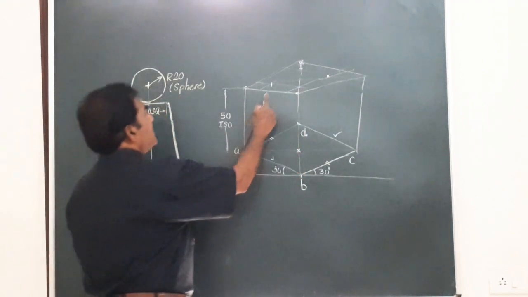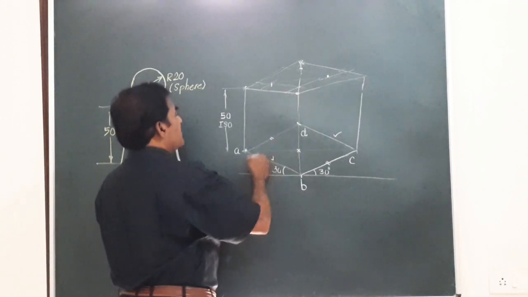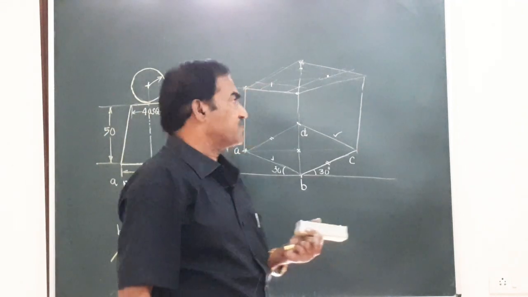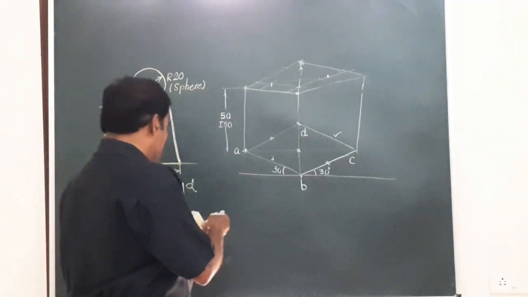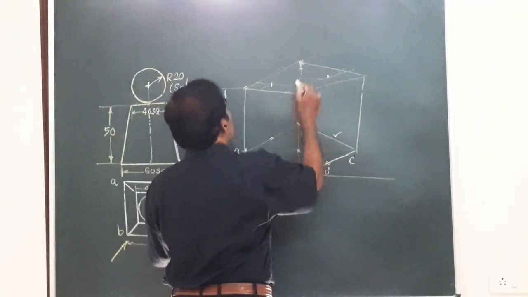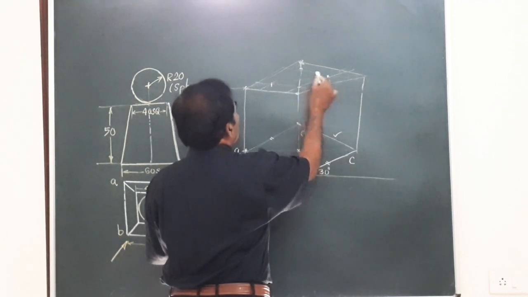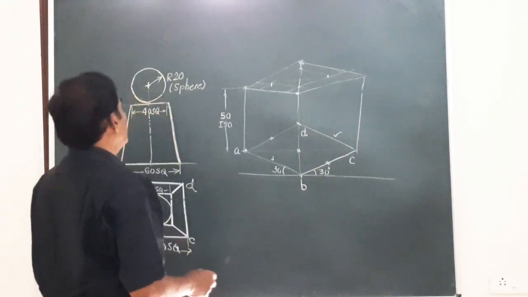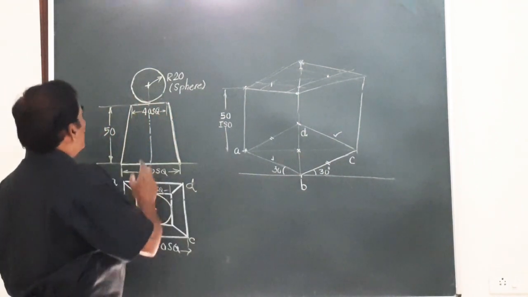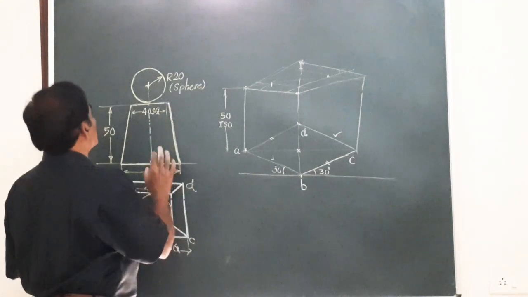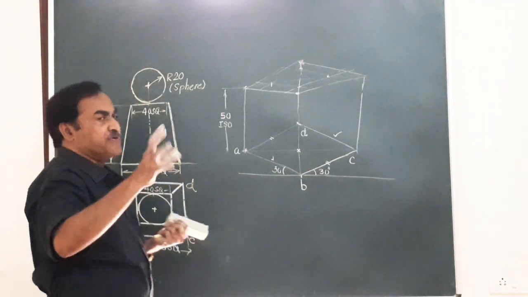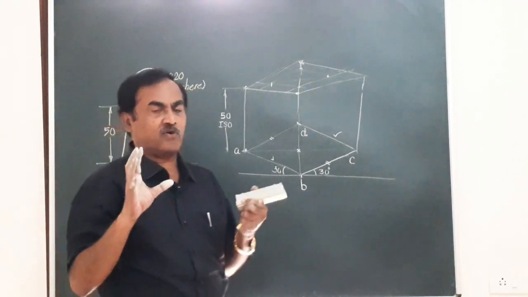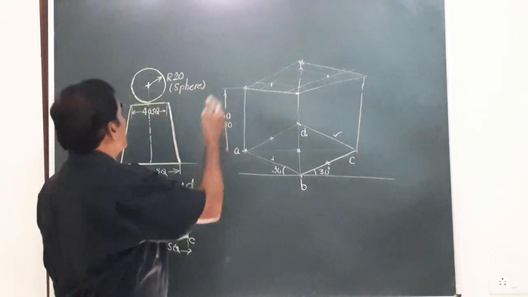Now if you join these 4 corners, join the slant edges, you will get the isometric projection of the frustum of the square pyramid. So let me show them by thin lines to start with. So only I have shown by very thin line just visible to the observer. Now friends, above this frustum of the square pyramid, you have a sphere, a round ball having radius 20 mm, diameter 40 mm, placed centrally over that.